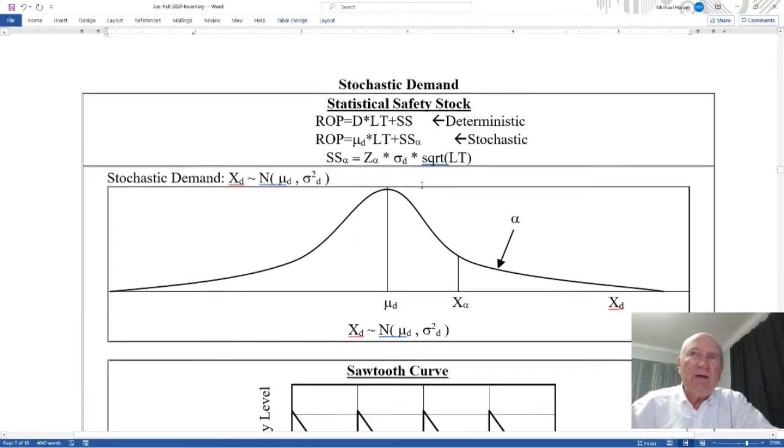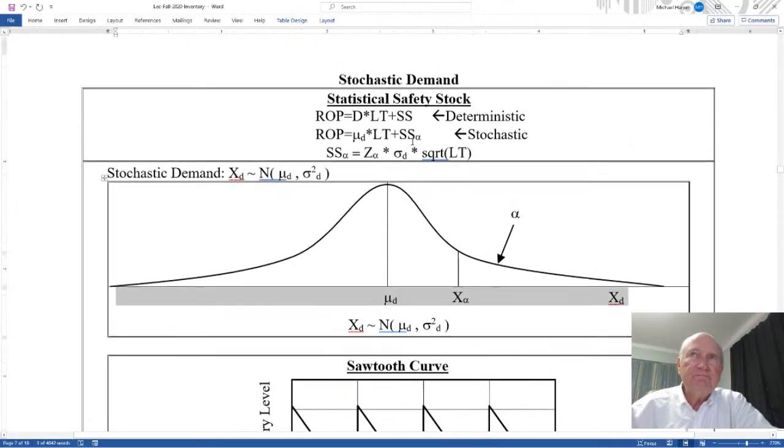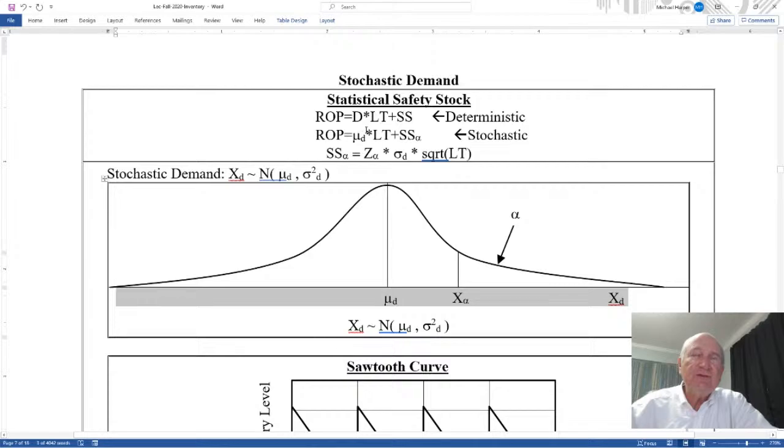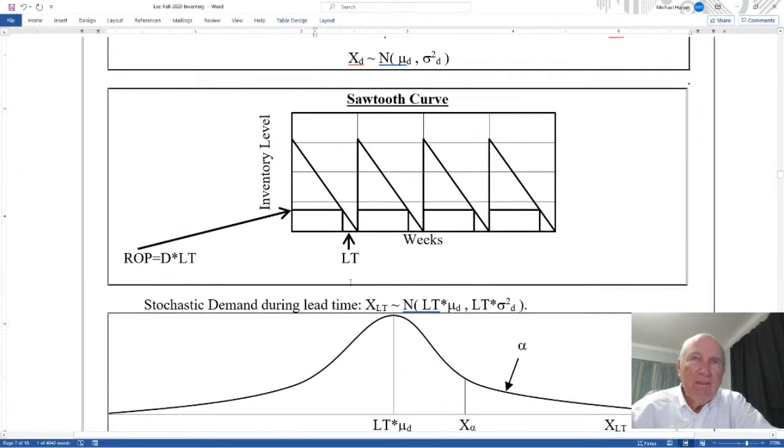Okay, so let's now, not only am I concerned with the normal distribution, stochastic demand, I'm also concerned with the stochastic demand during lead time. Now, down here we have a continuous review system. Here's my sawtooth curve. It drops to here, and so I know what my demand is over an inventory period, but what's my demand during a lead time? Well, the stochastic demand during lead time is a normal distribution, but the mean is the lead time times whatever that mean is, and the lead time times whatever the variance is.